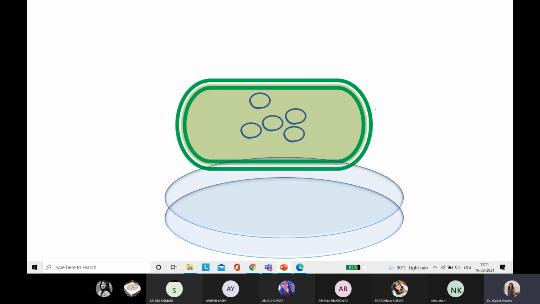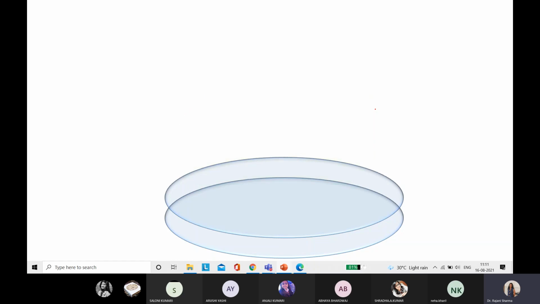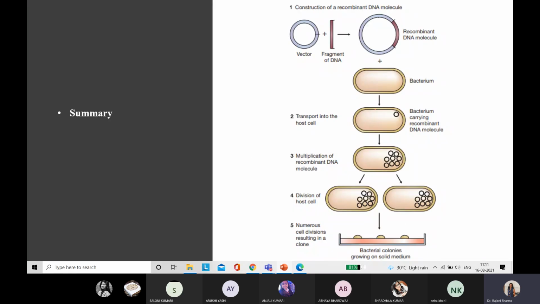After inserting this desired gene along with the vector in the bacterium, we will plant it inside the nutrient agar. Definitely the bacterial colonies will grow, and the genes inserted inside the bacteria will also be replicating, and we will have a large number of our desired genes which we are looking for. So in summary, we take a vector and we take a fragment of DNA. What is this fragment of DNA? This fragment of DNA is our desired gene which we want in very high amount or in replicated form.